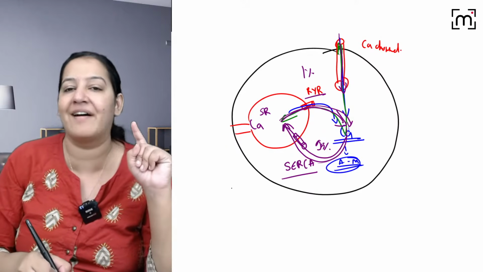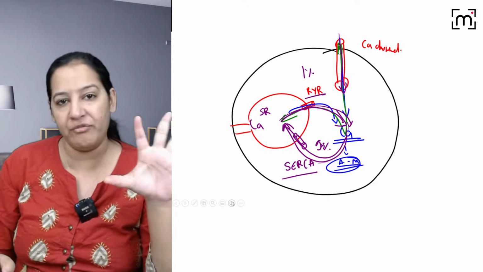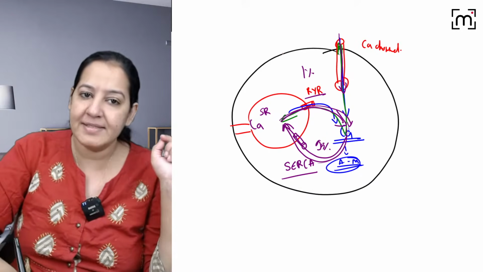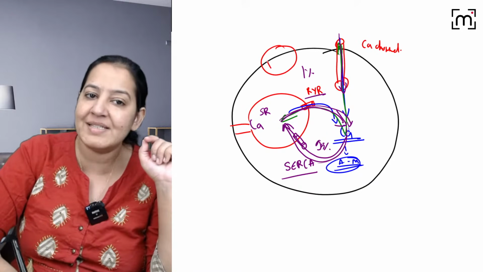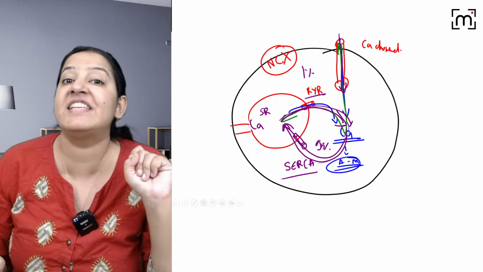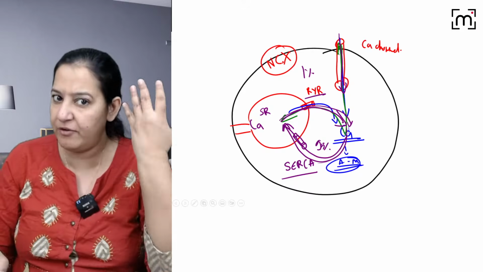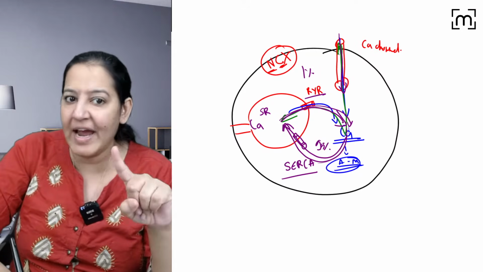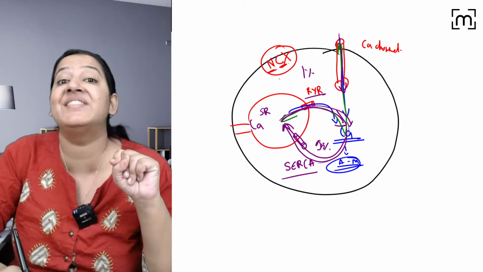This 1% will play the whole game, right? We want to get rid of this also, right? Now on the surface of this cell, there is another transporter which is known as sodium calcium exchanger, NCX. Say the full form. Sodium is Na, calcium is Ca, right? NaCa exchanger, NCX.